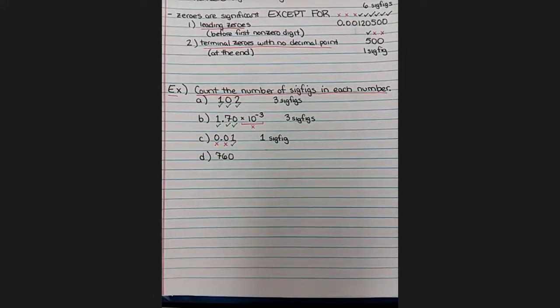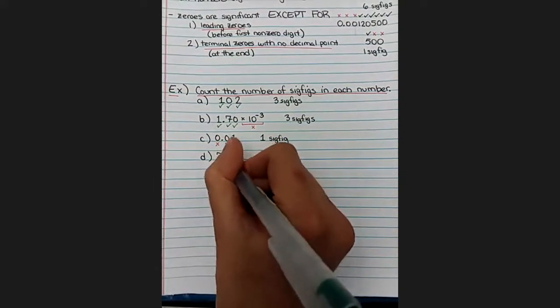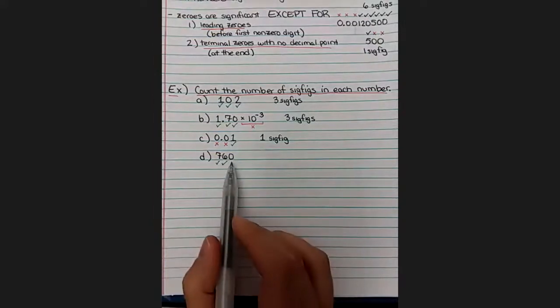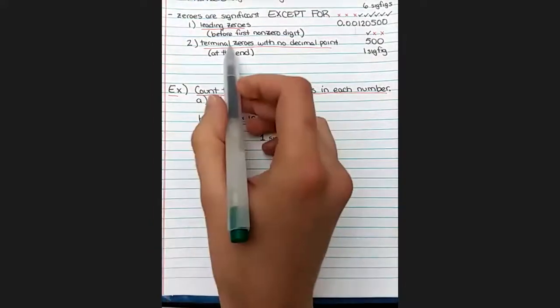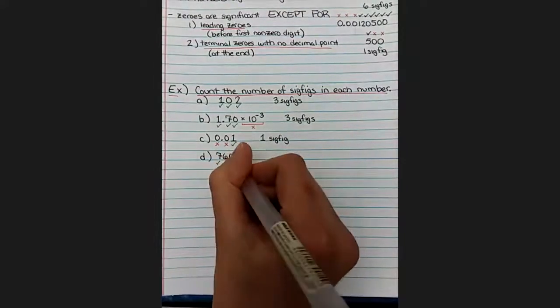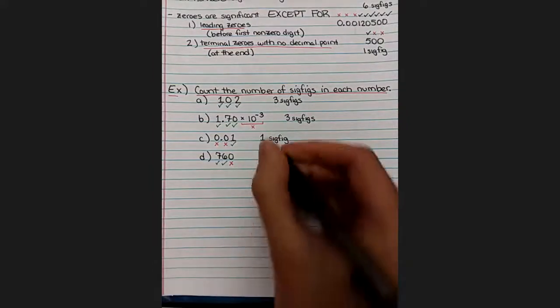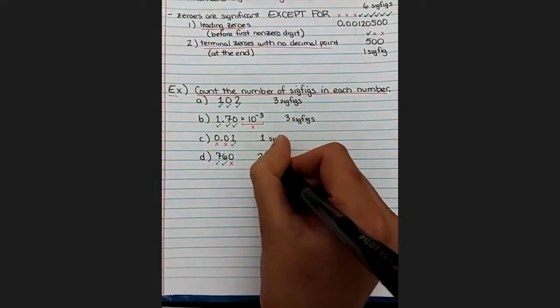And then down here in part D, 760, the 7 is significant, the 6 is significant, and this is a terminal 0, but there is no decimal point in the number. And if there is no decimal point, we can't be sure that terminal 0 is significant, so we don't count it. There are 2 sig figs in this number.